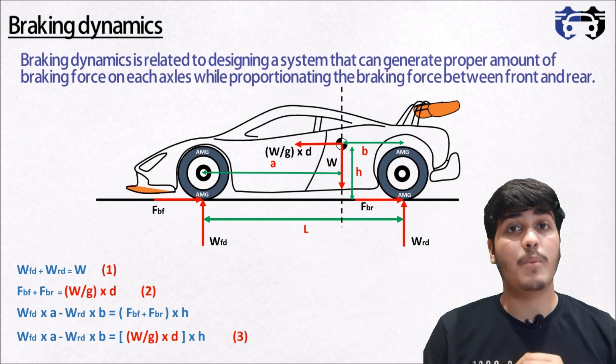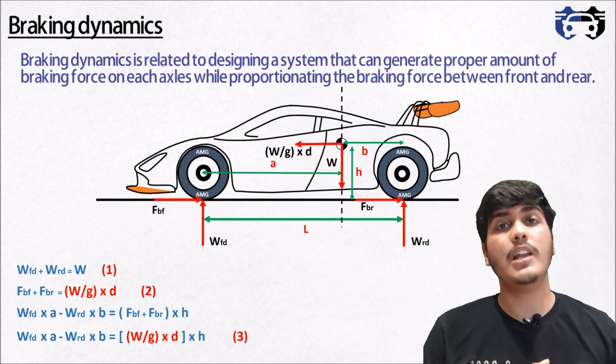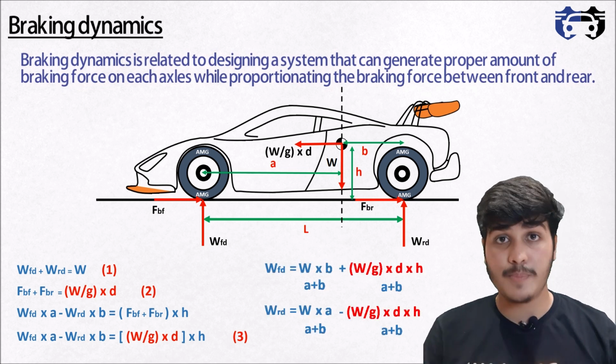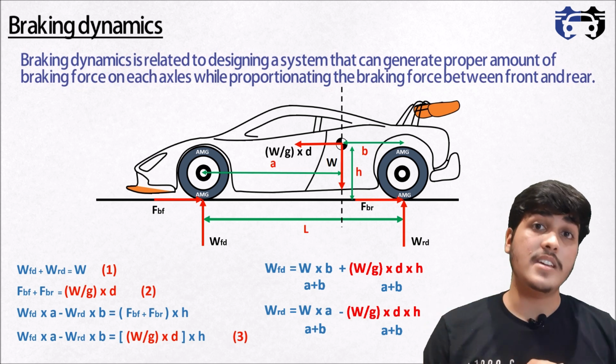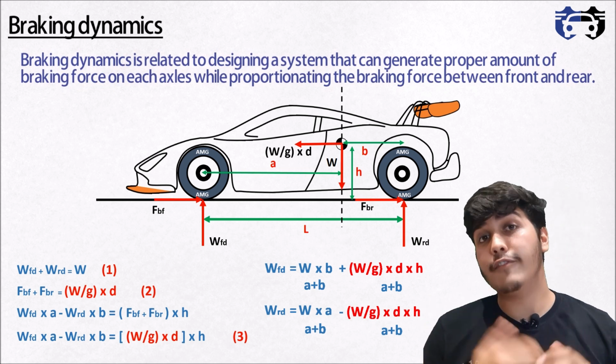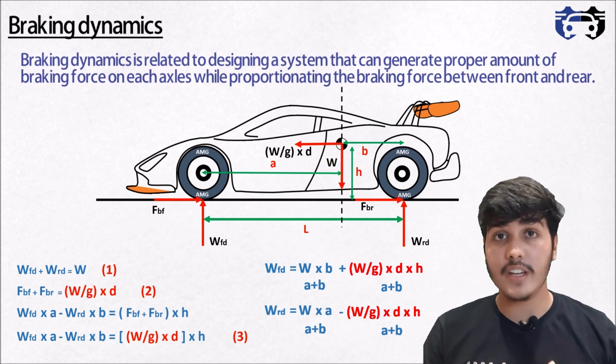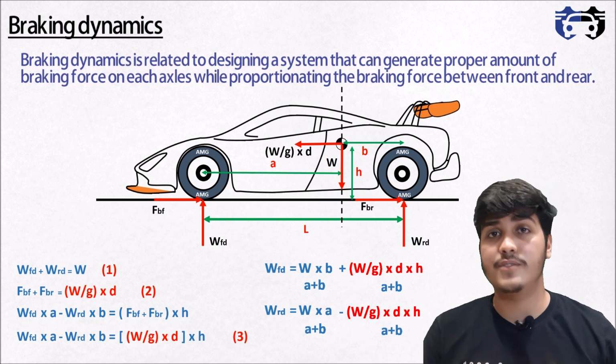On solving equations number 1 and 3, you get the dynamic load on the front and the rear tire respectively. From the equations you can see that at the time of braking, the load on the front tire increases as compared to the rear, which is basically the load transfer while braking.